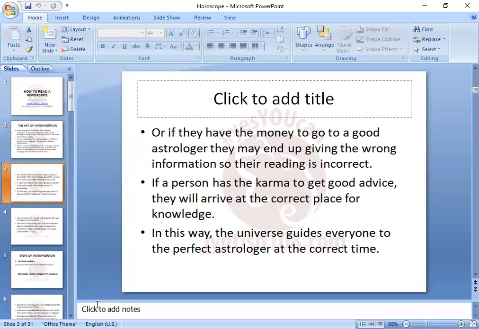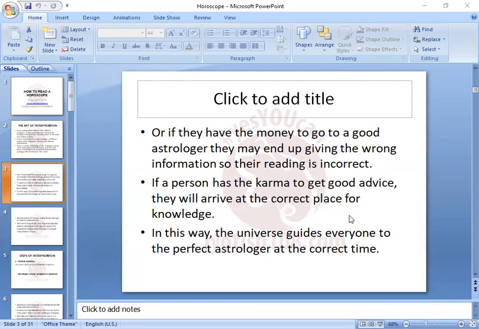So if a person has the karma to get good advice, they will arrive at the correct place for this knowledge. This is obviously very, very true. If your karmas are correct, if you are being driven by good karmas, then you'd arrive at that perfect spot where the right astrologer would be giving you the correct advice. In this way, the universe guides everyone to the perfect astrologer at the correct time.